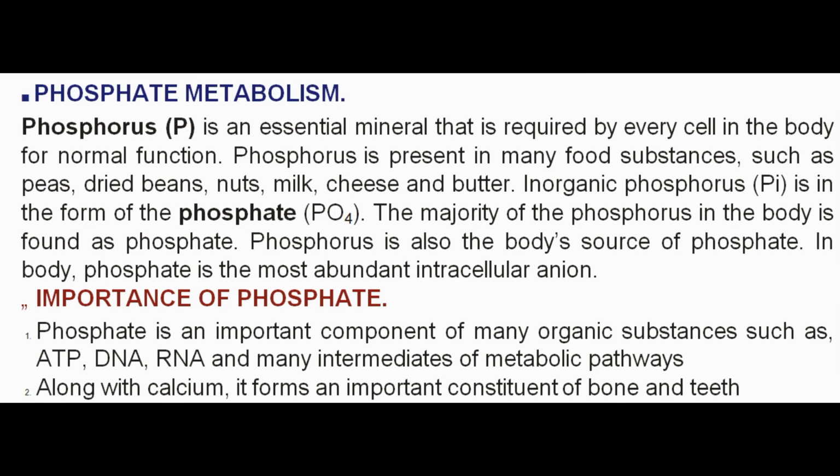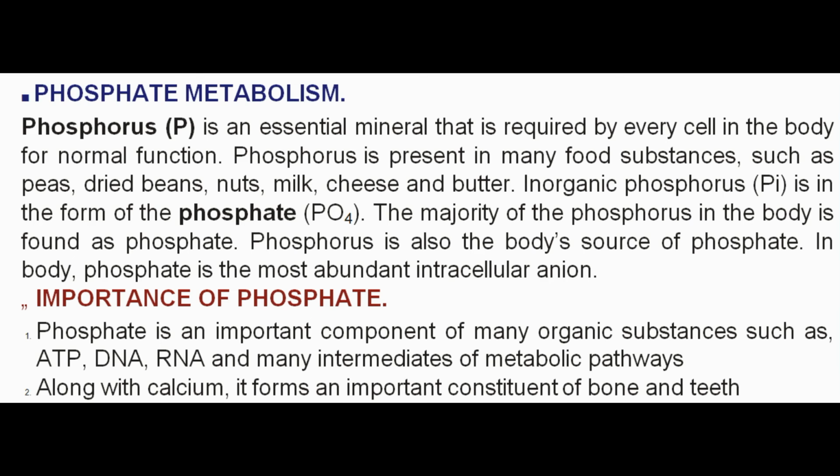Phosphate metabolism. Phosphorus, P, is an essential mineral that is required by every cell in the body for normal function. Phosphorus is present in many food substances, such as peas, dried beans, nuts, milk, cheese, and butter. Inorganic phosphorus, Pi, is in the form of the phosphate, PO4. The majority of the phosphorus in the body is found as phosphate. Phosphorus is also the body's source of phosphate.